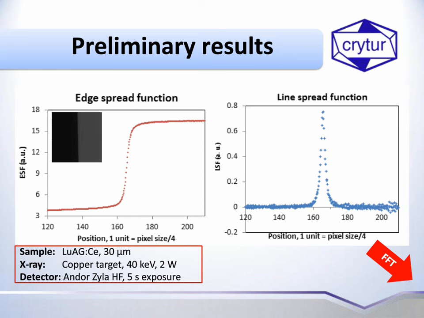So, for example, this one was measured on a sample of LuAG of 30 microns with X-ray radiation at 40 keV on a copper target. So we actually used the bremsstrahlung and K-alpha of copper, and it was integrated by Zyla for 5 seconds.